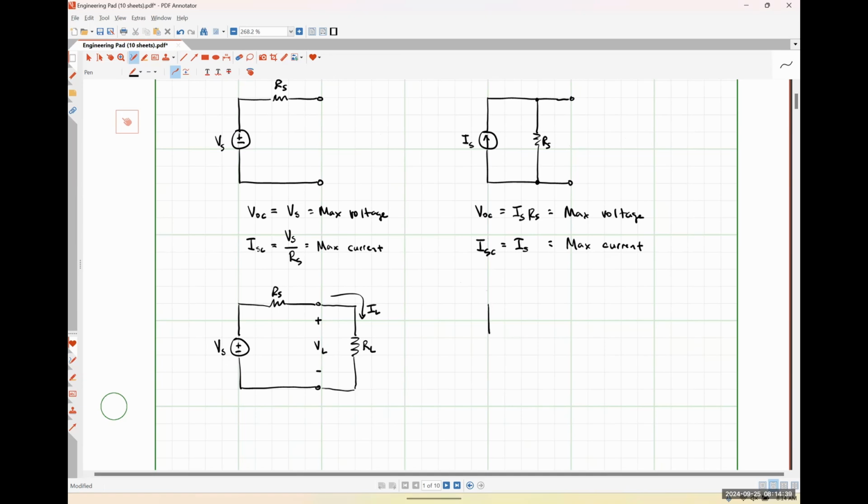And I'm going to do a similar configuration over here on the right-hand side, and I'm going to draw a practical current source, and then I'm going to apply that same load resistance across the terminals of my practical current source. Once again, defining the voltage drop across my load as VL and the current flowing through my load as IL.